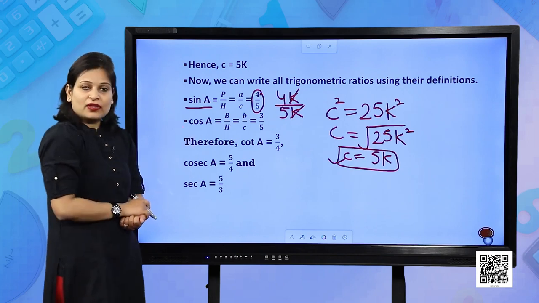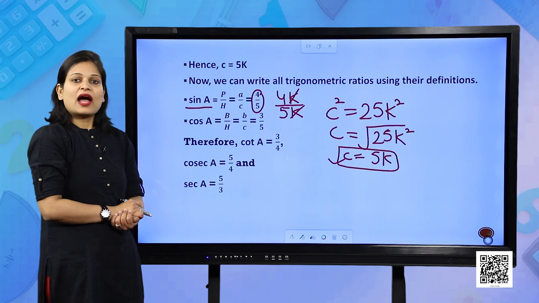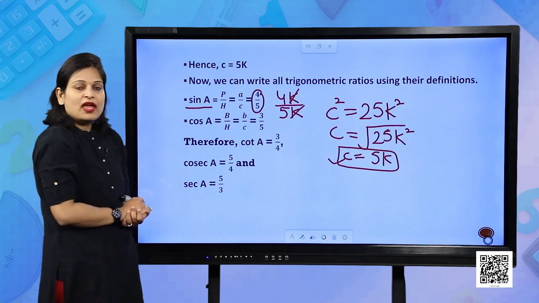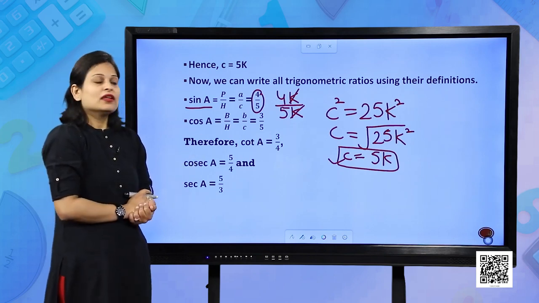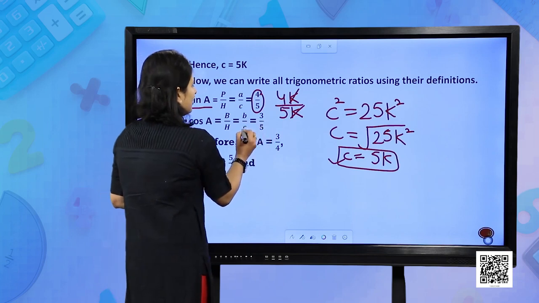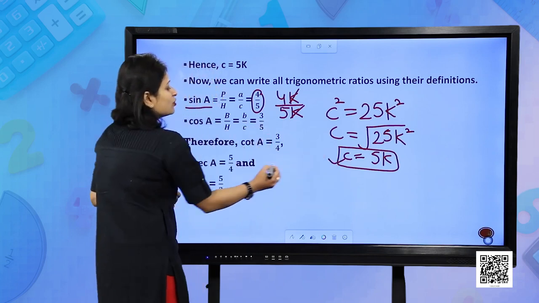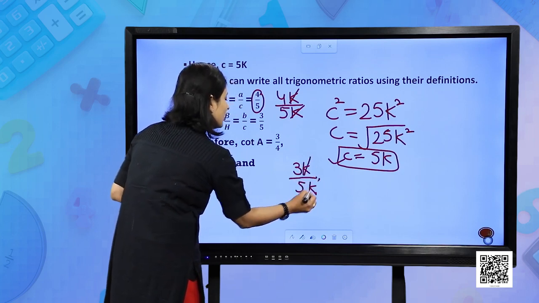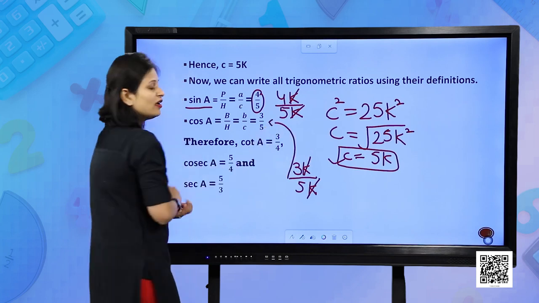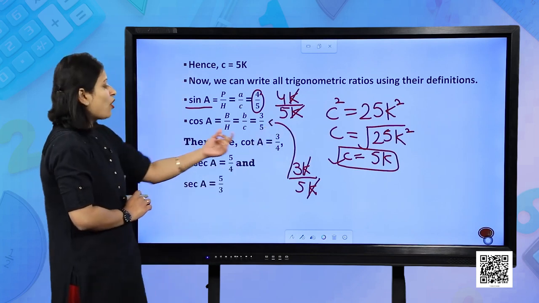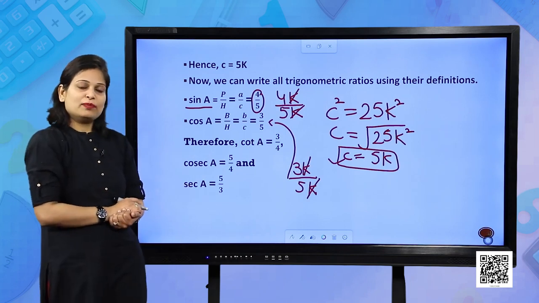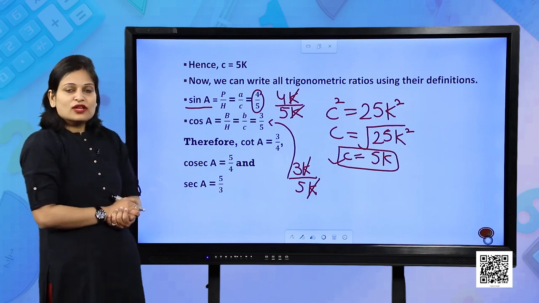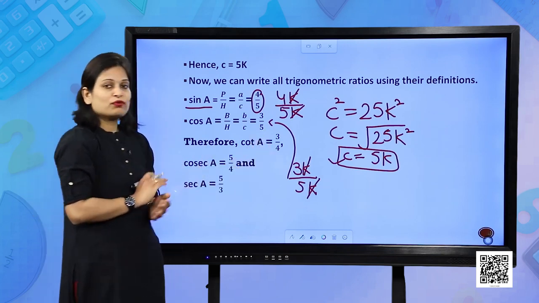Now cos A. Cos A is what? Base upon hypotenuse. Base is b, hypotenuse is c. And you know the value of b as 3k and the value of c as 5k. So 3k upon 5k. When you cancel out k, you will get 3 by 5. For cot A, it is basically the reciprocal of tan A and the value of tan A was given as 4 by 3. So 1 upon tan A you will get 3 by 4.